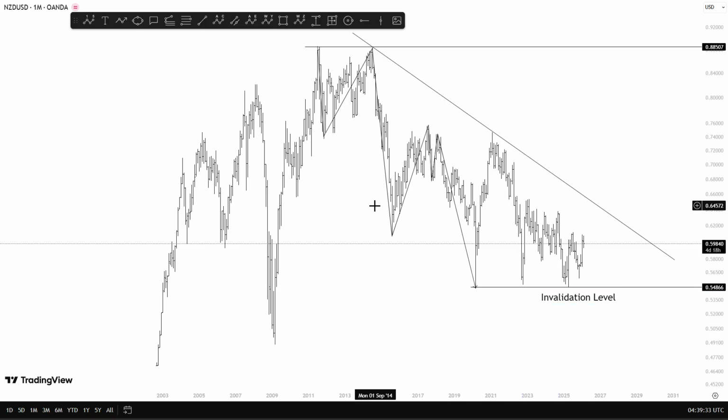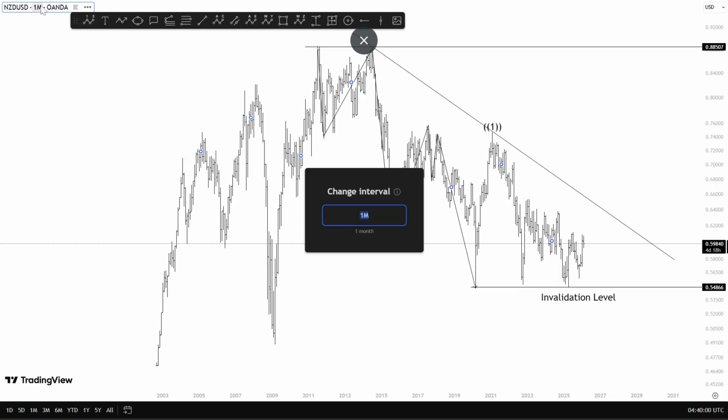So we see more of what is currently happening on New Zealand USD. Now this is how we won. So let's go to the weekly time frame.